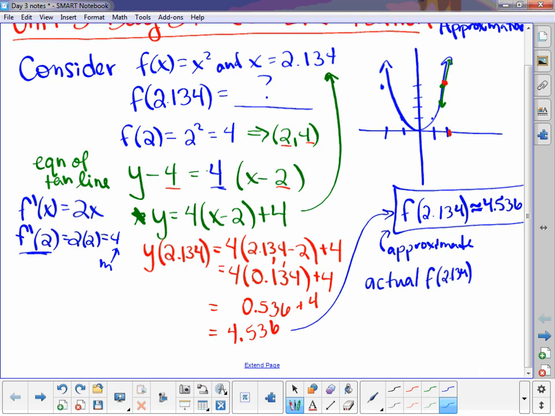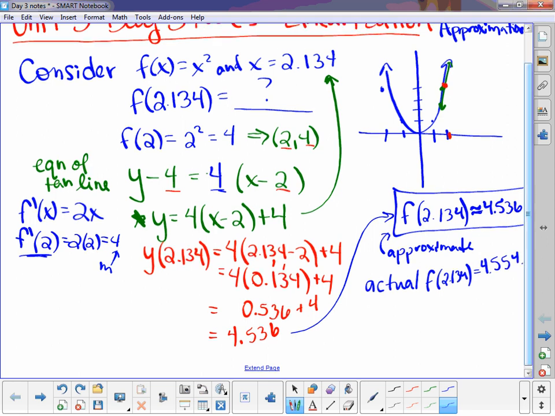This is called linearization because we're using the line to approximate a value. Yeah, we're using the tangent line to approximate. Line approximation, linearization? I'm not sure. Alright, what did we get for the actual number? 4.554. Pretty close, right? Not too far off.